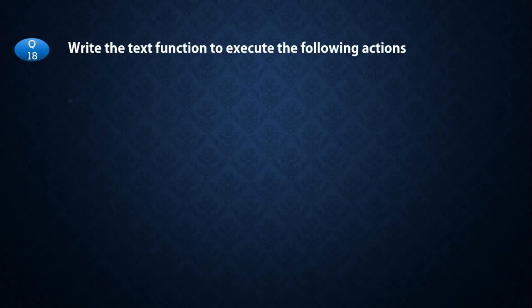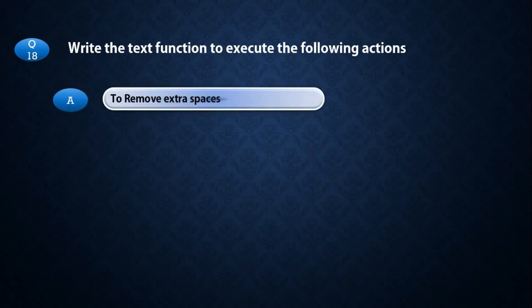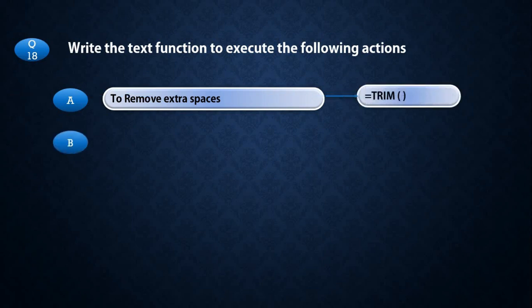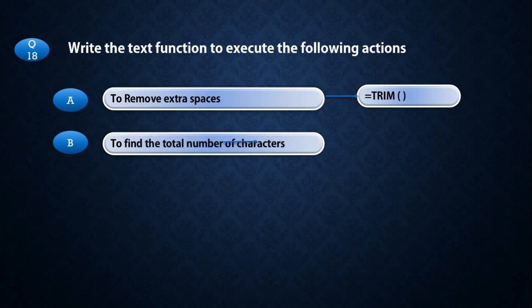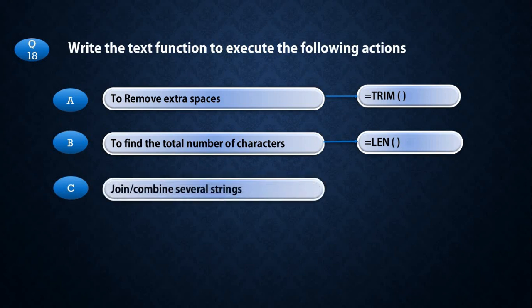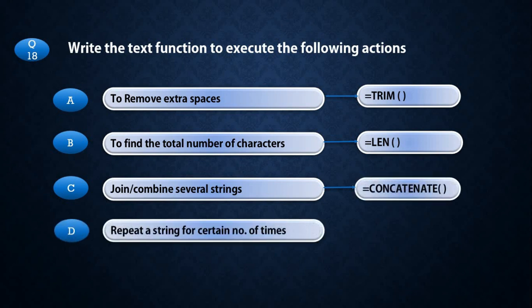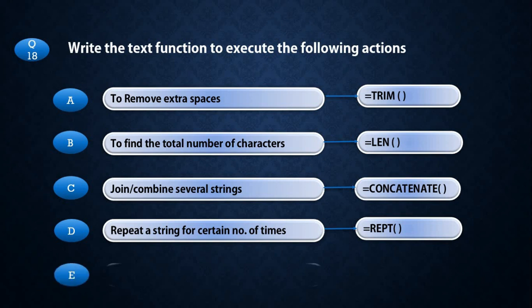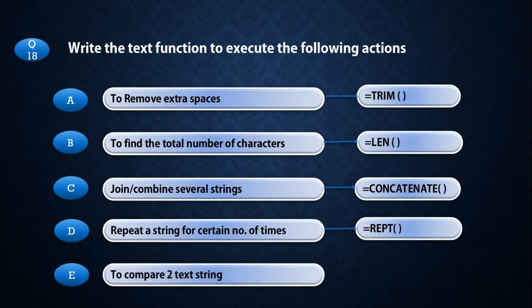So the function to execute the following actions: first function, to remove extra space, we use trim function. And to find the total number of characters, we use len function. To combine several text strings, we use concatenate. Repeat a string for certain number of times, we use rept function. And to compare two text strings, we use exact function.